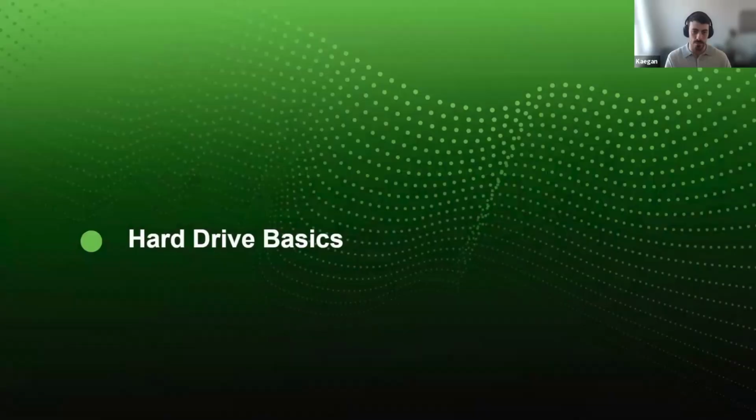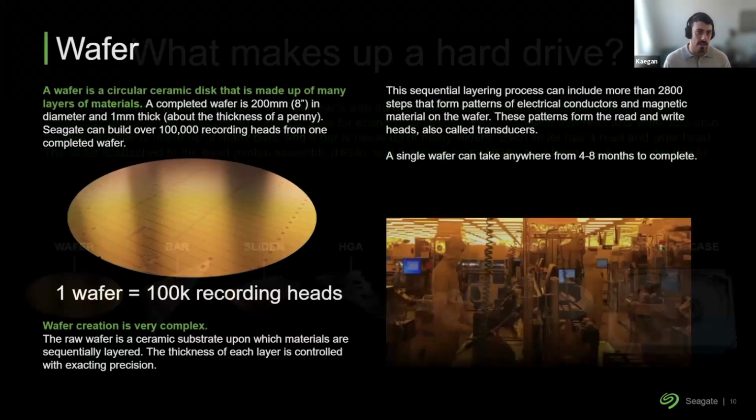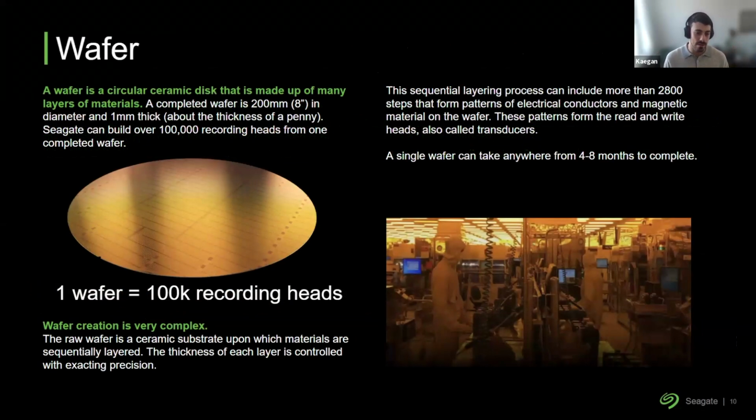We'll get into even more as we get into each project. So I'm just going to cover super briefly some basic hard drive terminology as well. And that's basically things I'm going to be talking about that's relevant to both of these projects. So the first thing is a hard drive is made up of many different parts. Of course, the main component that we're going to be discussing today is a wafer. A wafer is a ceramic disc that's made up of layers of ceramic substrate, and they're sequentially layered on top of each other. And basically, one wafer can equal 100,000 recording heads for a hard drive.